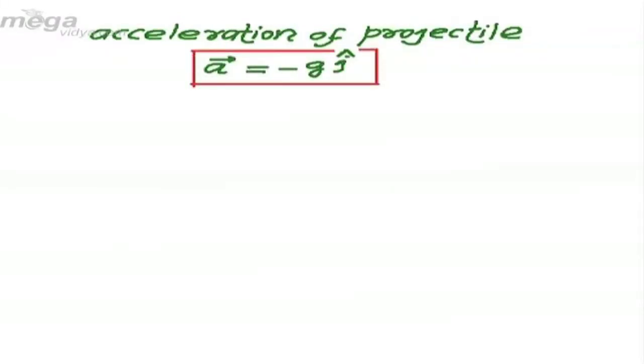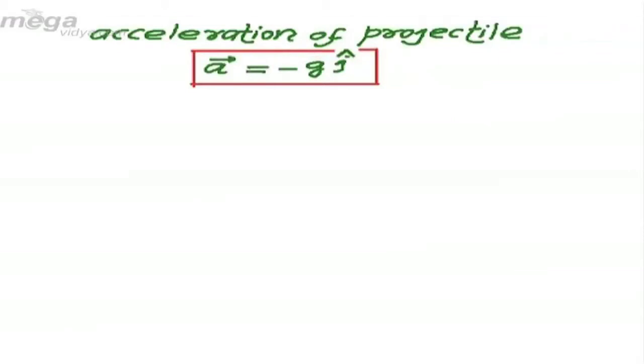We can easily say that the acceleration of the projectile, a, can be written as minus g j cap. This is the second piece of information we need to solve for the various parameters related to the projectile thrown from this car.